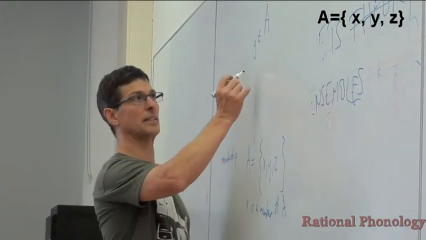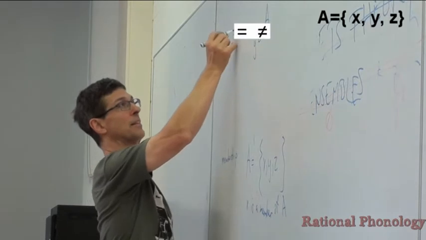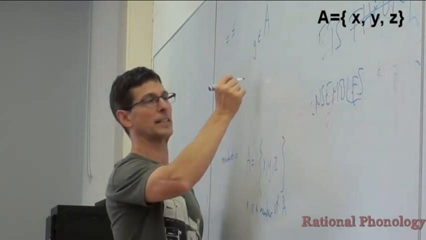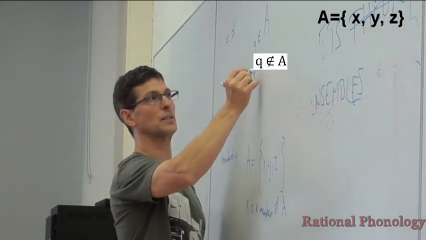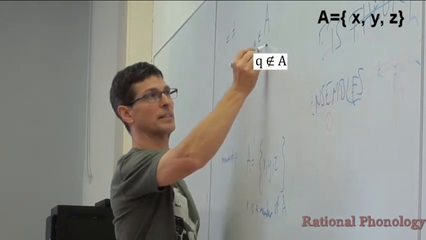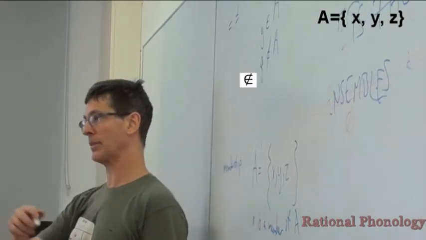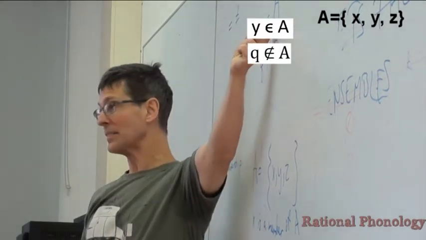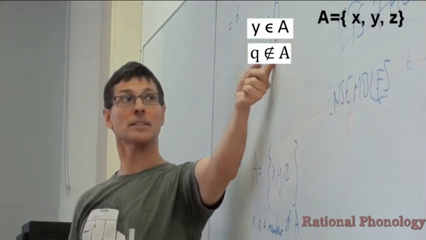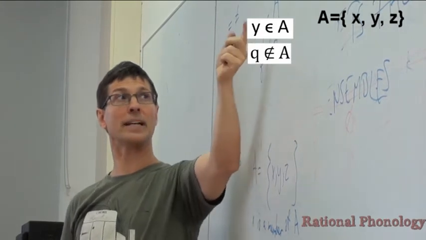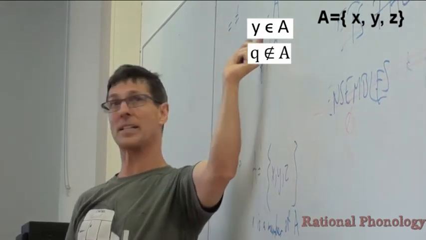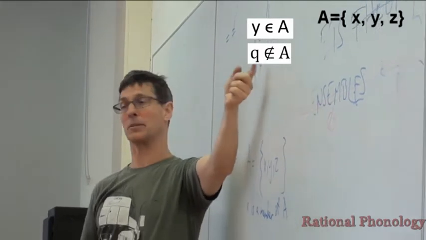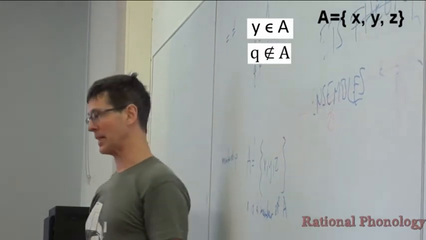And conveniently, you can have equals, and you can have not equals, or we can have something like, I don't know, Q is not an element of A, just with a line through it. Okay? So this says the set A contains Y, set A doesn't contain Q, or Y is in A, and Q is not in A. Or Y is an element of A, Q is not an element of A. Or Y is a member of A, Q is not in A.